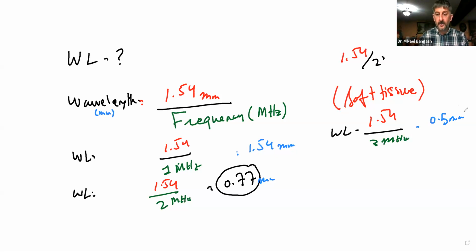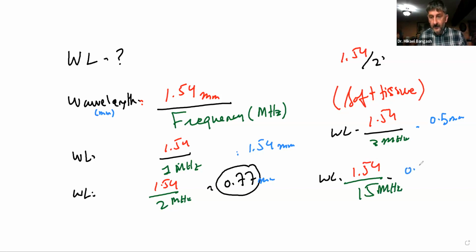You can even go to the extreme and ask what's going to be the wavelength of the sound wave in soft tissues if your frequency, for instance, was 15 megahertz. Then it's going to be 1/10 of a millimeter, or 0.1 millimeter.